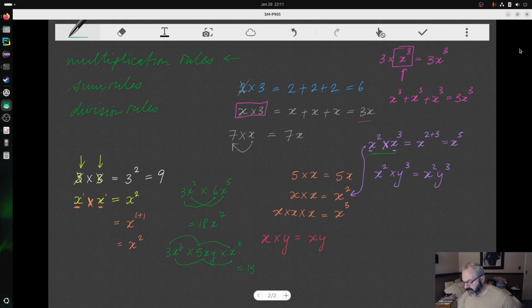And now I've got x to the power of 2 multiplied by this x here. Remember, this x is to the power of 1. So I'm going to have x to the power of 2 plus 1, which is 3. And then I also have this x here, and that's to the power of 3. So I've got x to the power of 2 plus 1 plus 3. And finally, I've got one y left, so the y comes on at the end. So this is then 15x to the power of 6 times y.